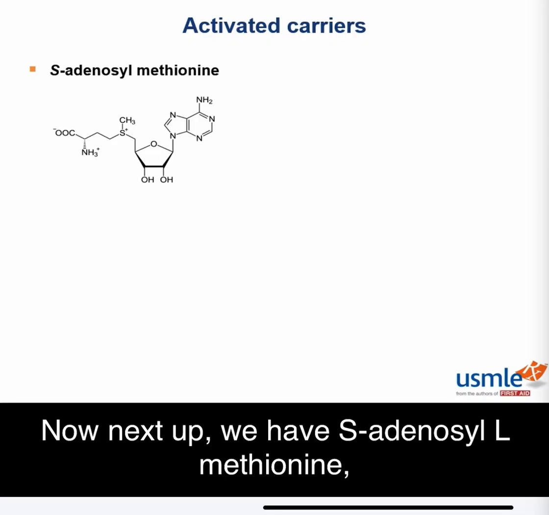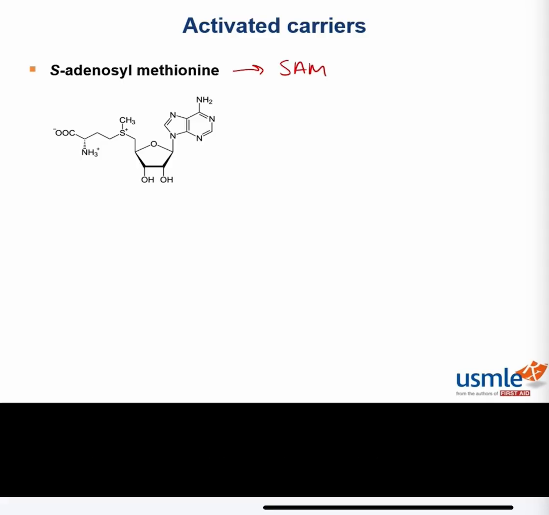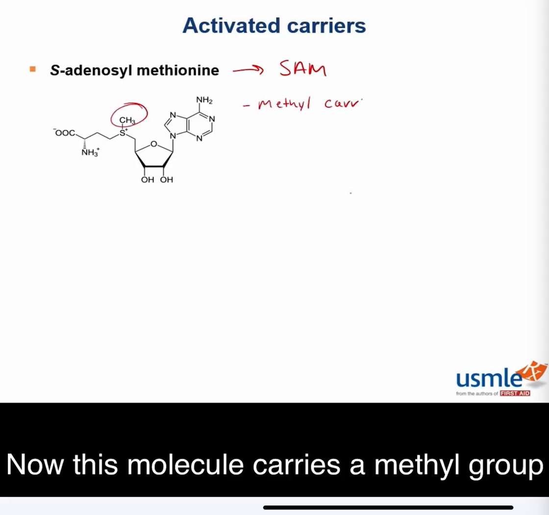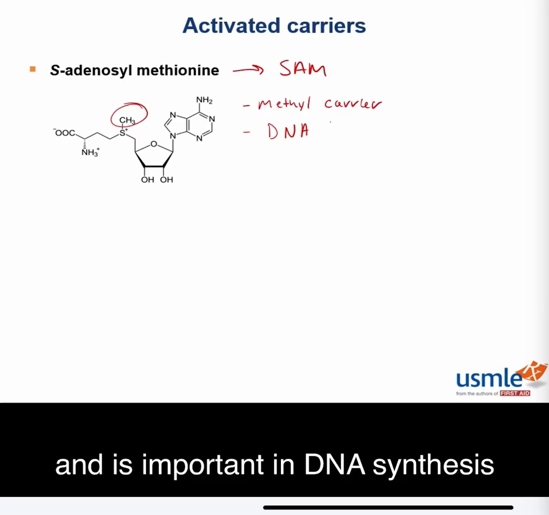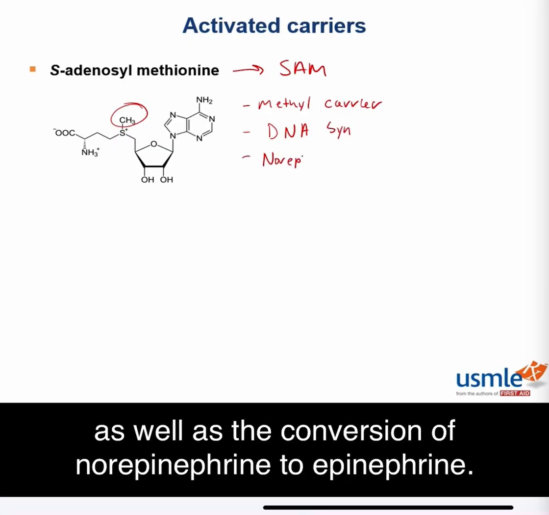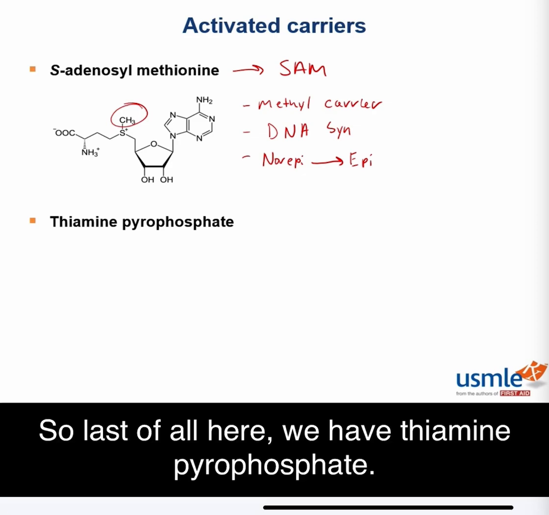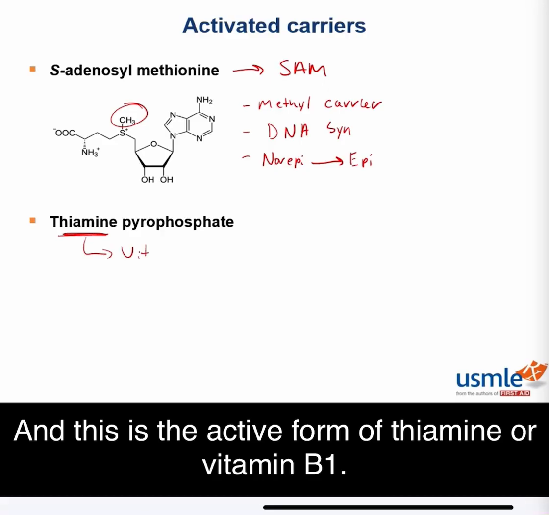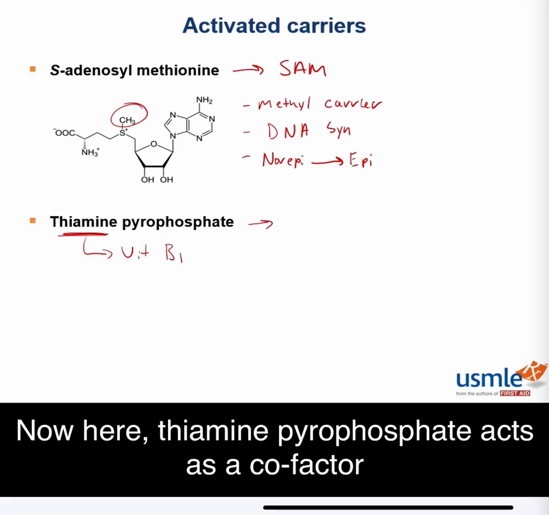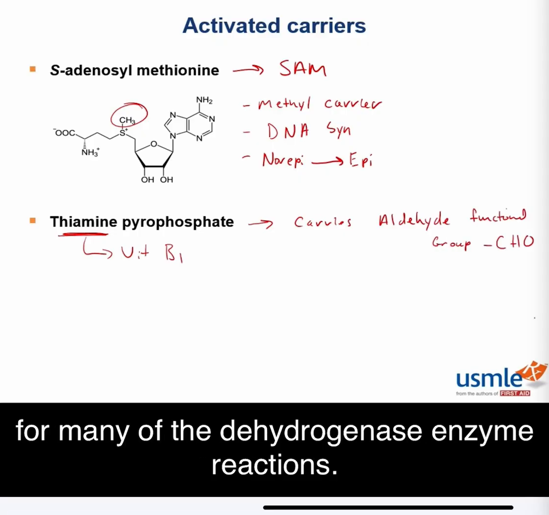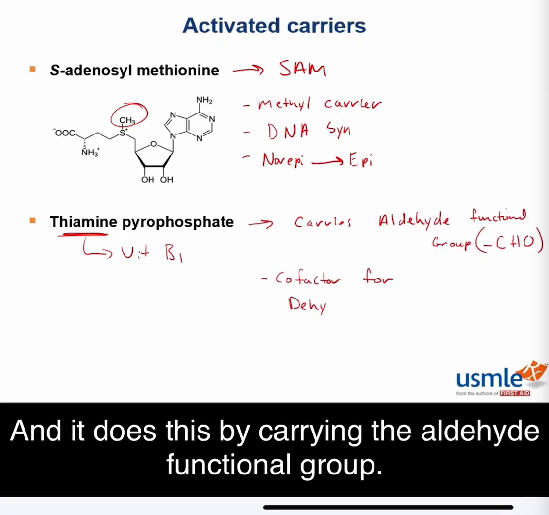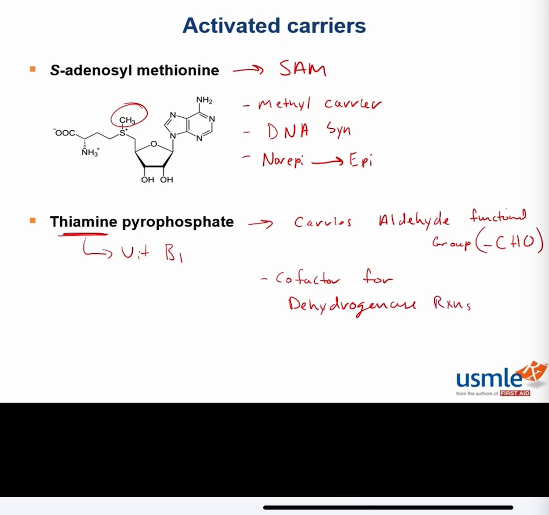Now next up, we have S-adenosyl L-methionine, which is also known as SAM. Now this molecule carries a methyl group and is important in DNA synthesis as well as the conversion of norepinephrine to epinephrine. So last of all here, we have thiamine pyrophosphate. And this is the active form of thiamine, or vitamin B1. Now here, thiamine pyrophosphate acts as a cofactor for many of the dehydrogenase enzyme reactions. And it does this by carrying the aldehyde functional group.